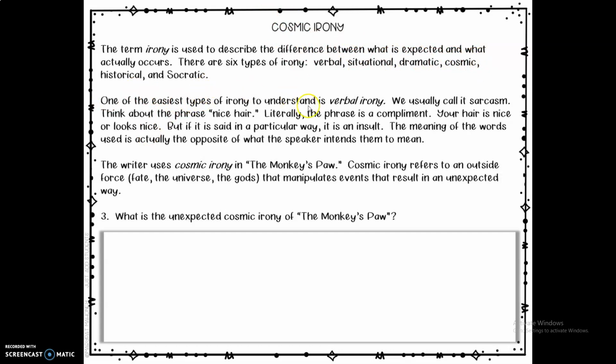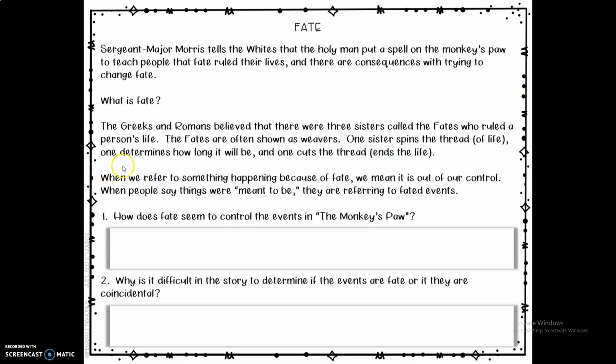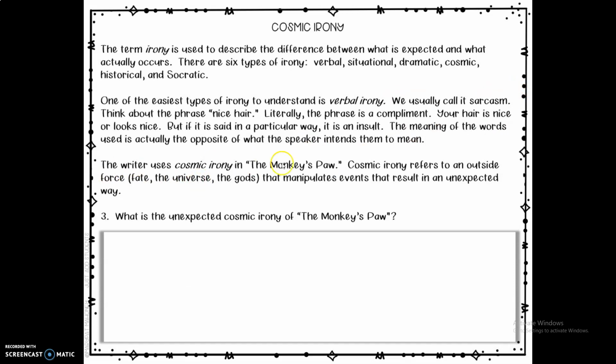One of the easiest types of irony to understand is verbal irony. We usually call it sarcasm, but we all know the difference between sarcasm, right? Sarcasm is meant to be mean, where verbal irony is not. Think about the phrase "nice hair." Literally, the phrase is a compliment. Your hair is nice or looks nice. But if it's said in a particular way, it's usually an insult, which is sarcasm. The meaning of the words used is actually the opposite of what the speaker intends them to mean. So that's sarcasm. If you're talking about verbal irony, you're going for a picnic and it starts to rain and you say, "Well, this is perfect weather for a picnic."